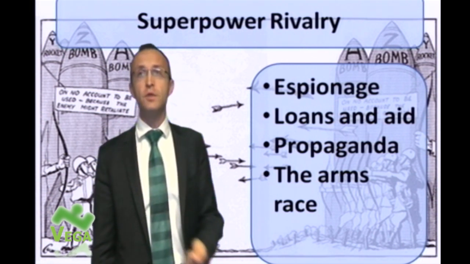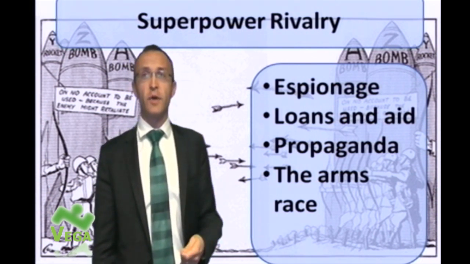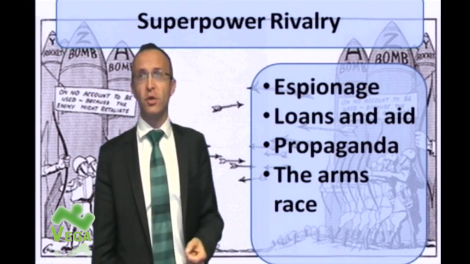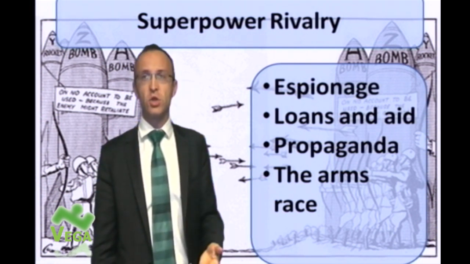It was fought through loans and aid. The United States provided aid through the Marshall Plan or the European Recovery Program. The USSR had Comecon, its mechanism for pumping money into the economies of Eastern Europe, where it was in charge.